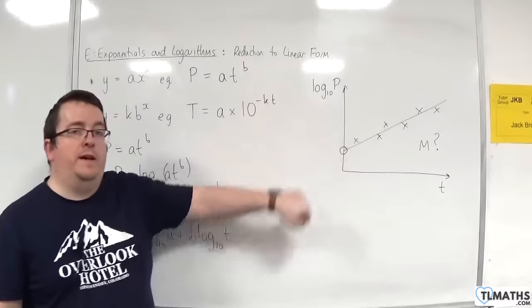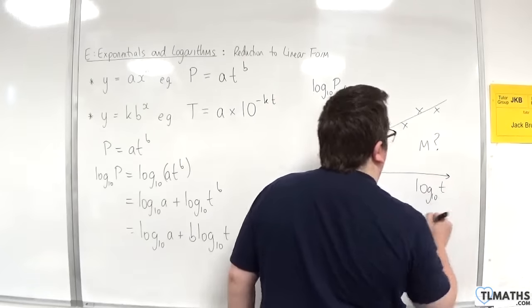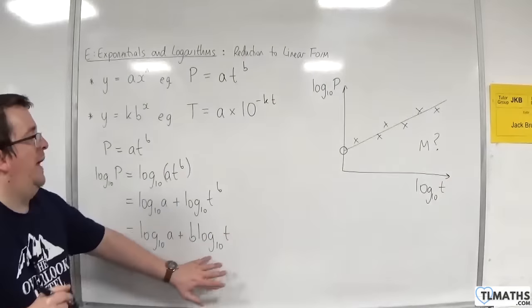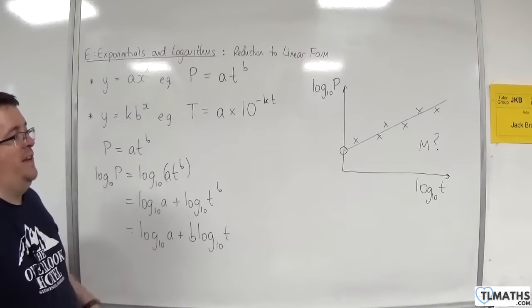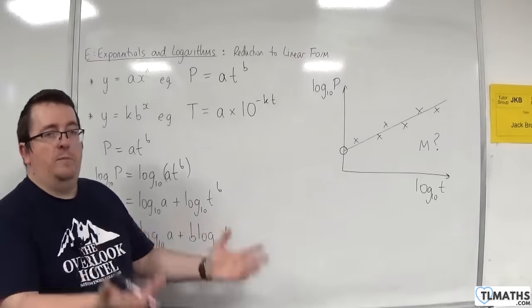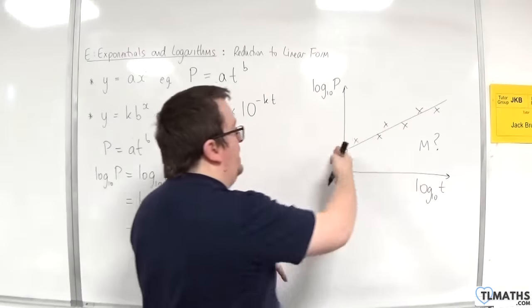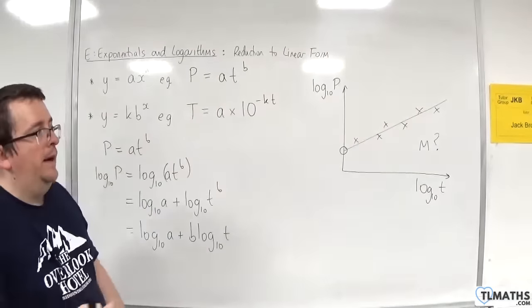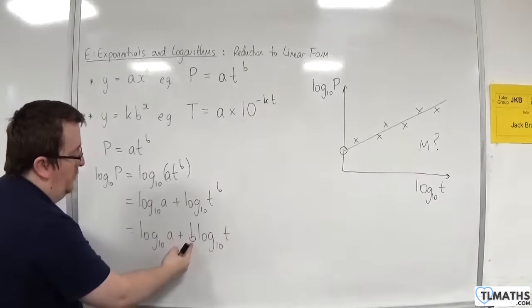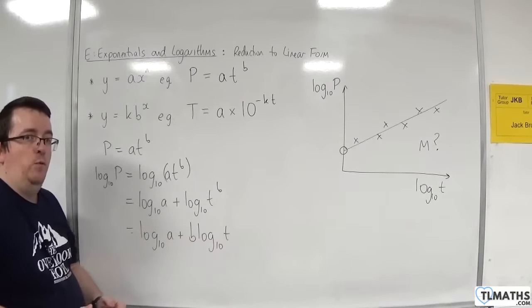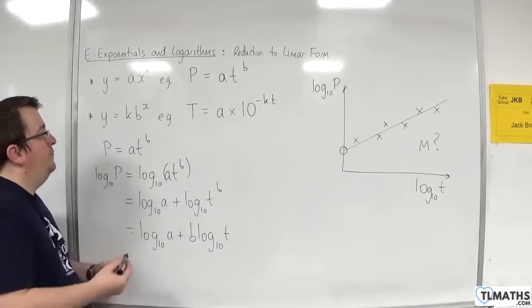It's got that one correct. But actually, this horizontal axis would be log base 10 of t. And that's how they are matching up. Okay? So then you would plot your log base 10 of t, your log base 10 of p, plot the data, draw a line of best fit, estimate the y-intercept and the gradient. And then use those backwards, because here b would be the gradient and log base 10 of a would be the y-intercept. That allows you to work out what a is.